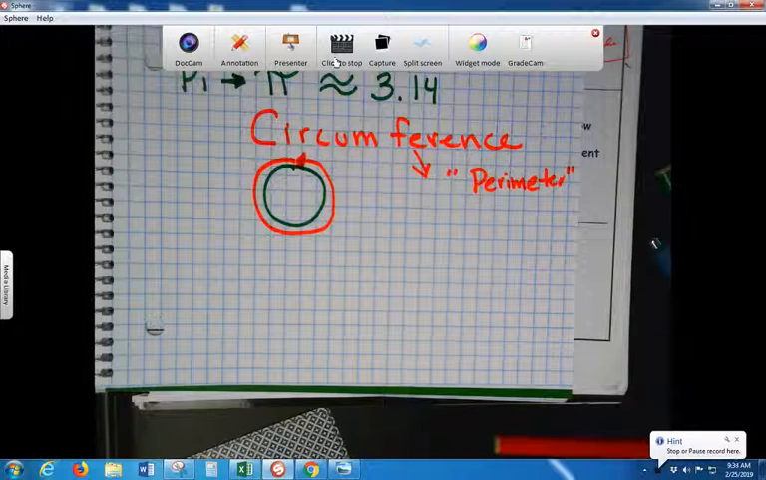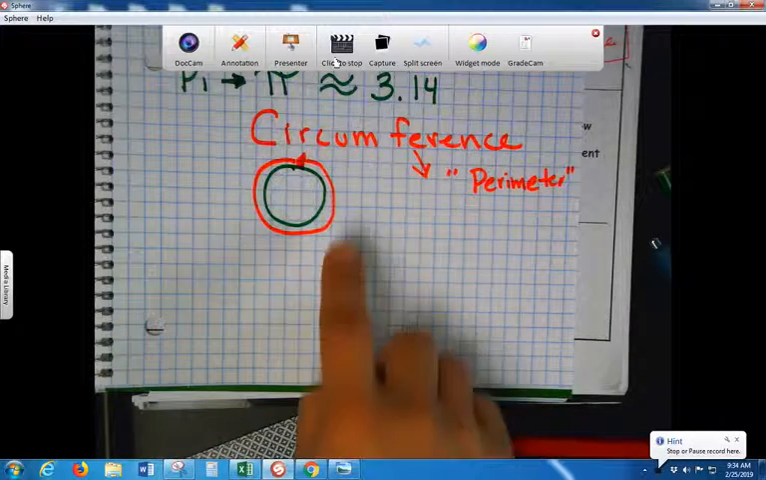30. Right? All the way around? What's 10 plus 5? 15. Plus 15? 30. So the perimeter is 30, right? So circumference is the same thing, going around.